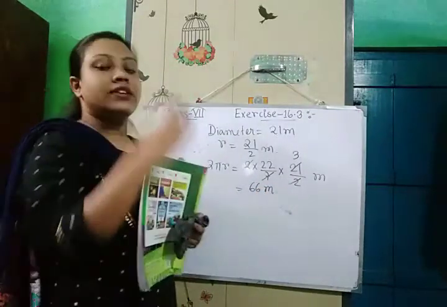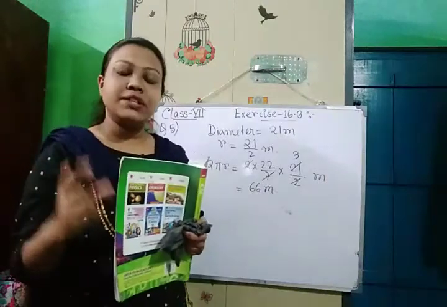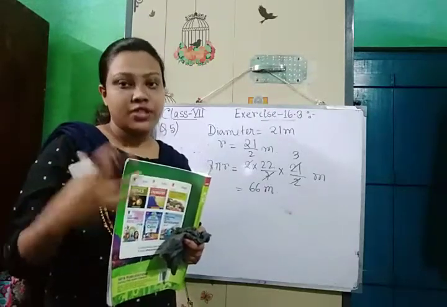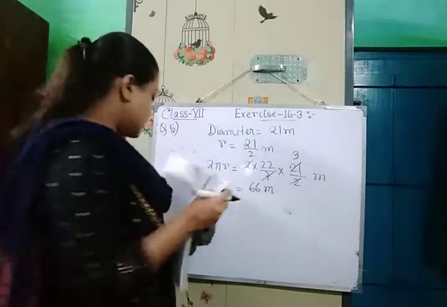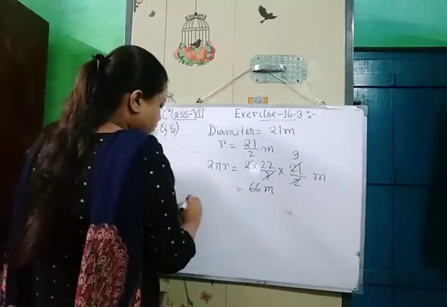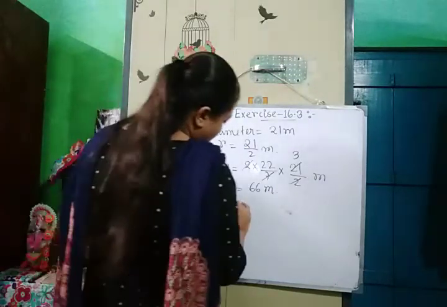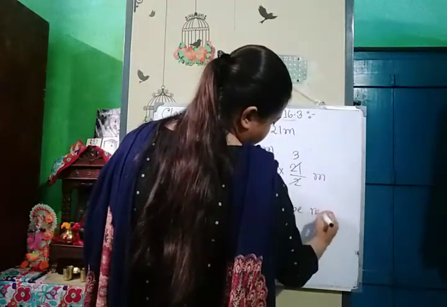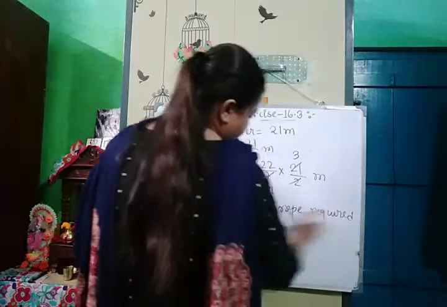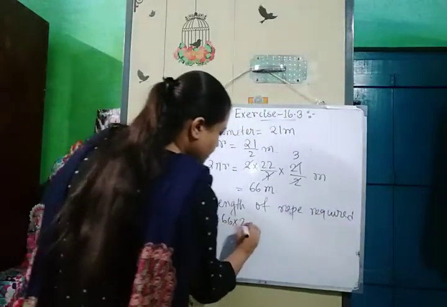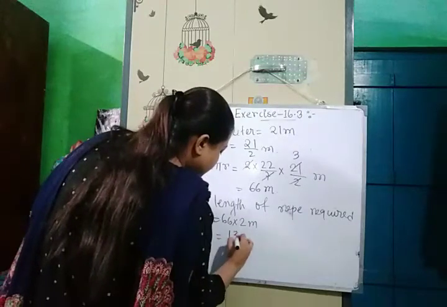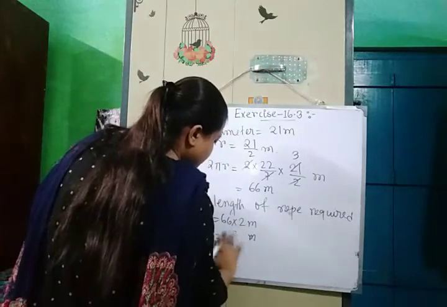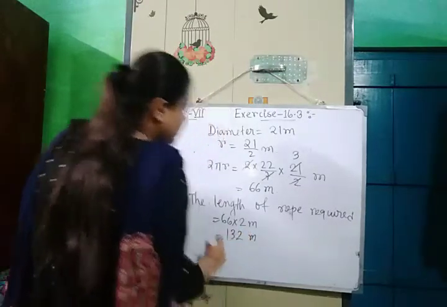So he wants to make 2 rounds of fence. So that means 66 into 2 will be the length of the rope which is required to fence the garden. So therefore the length of rope required is equals to 66 into 2 meter. That is 136 meter. Sorry. 132 meter. Okay.